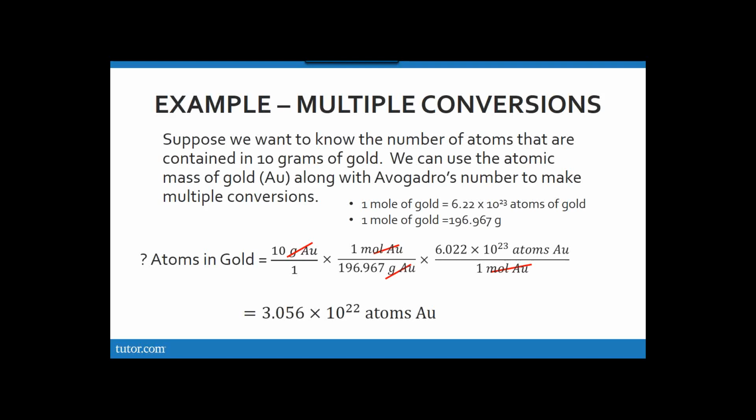We multiply across the top, multiply across the bottom, and divide. And once we divide, we find that there are 3.056 times 10 to the 22 atoms of gold contained in 10 grams. So this one's very interesting, with a little bit of chemistry background there, but the process for dimensional analysis is still following that standard approach.